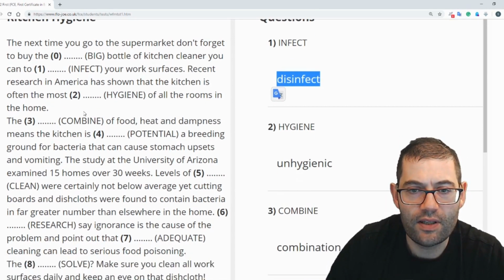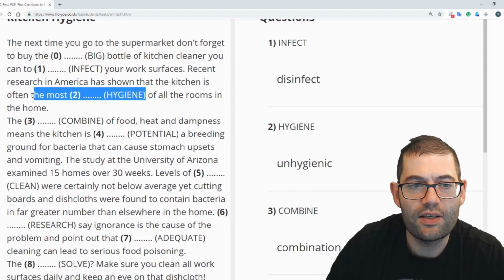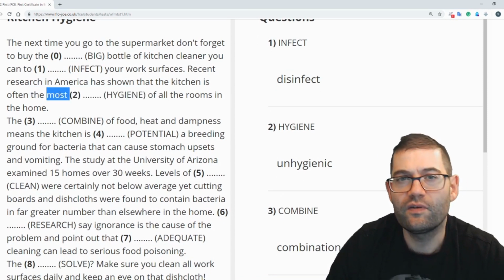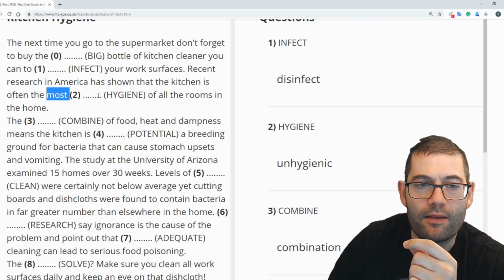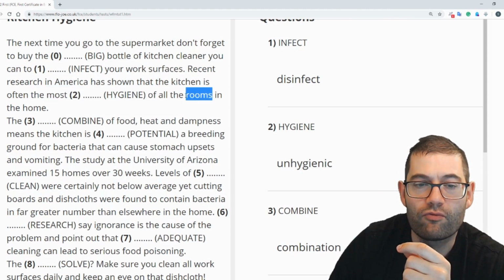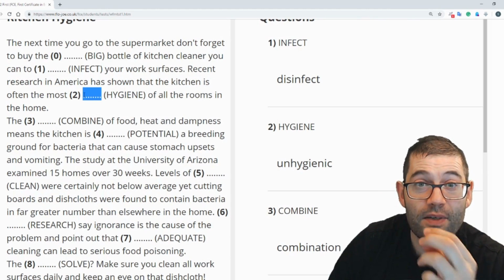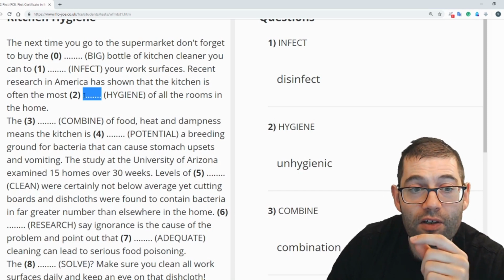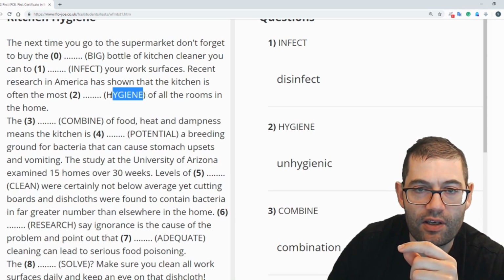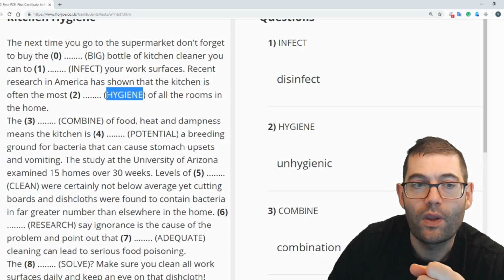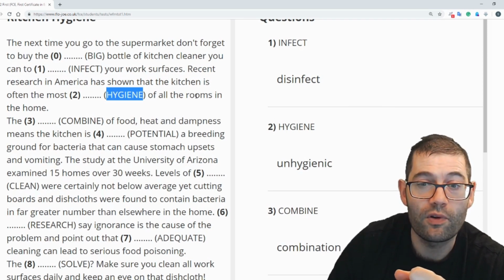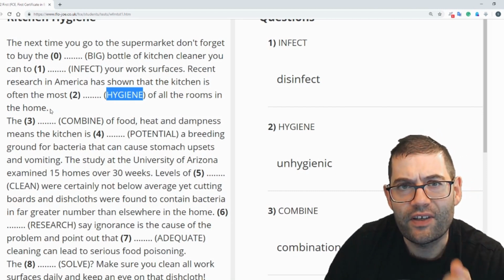Recent research in America has shown that the kitchen is often the most of all the rooms in the home. Now, we've got a slightly strange structure here, because we've got an article, we've got a quantifier. The quantifier has to quantify something. Then this something is talking about rooms. So this something must be an adjective of some kind. But we have to think of the context, because if we're just thinking of adjectives, we might think of hygienic. So recent research in America has shown that the kitchen is often the most hygienic of all of the rooms in the house. But that doesn't fit the context.